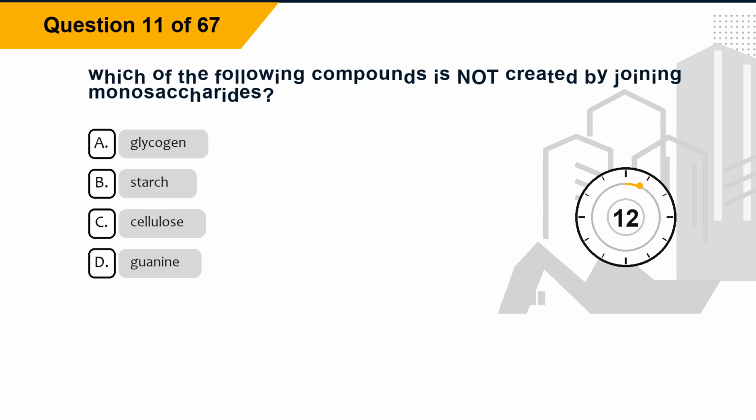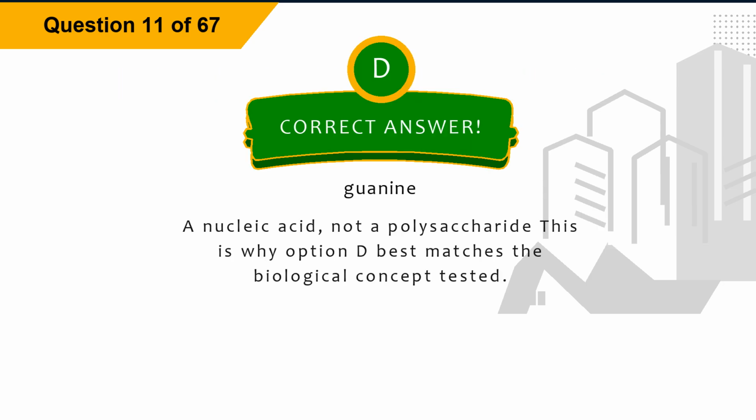Question 11. Which of the following compounds is not created by joining monosaccharides? Option A, glycogen. Option B, starch. Option C, cellulose. Option D, guanine. The correct answer is option D, guanine. Explanation. A nucleic acid, not a polysaccharide. This is why option D best matches the biological concept tested.